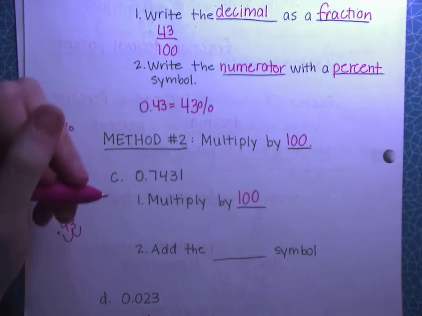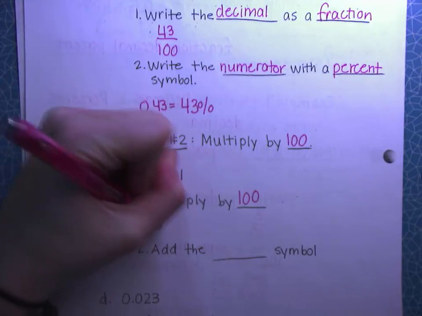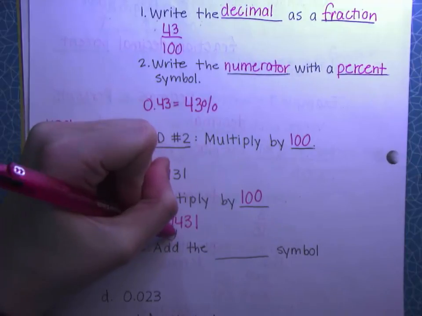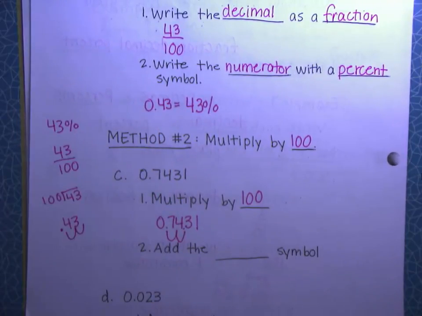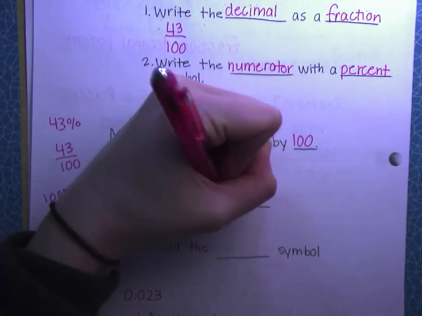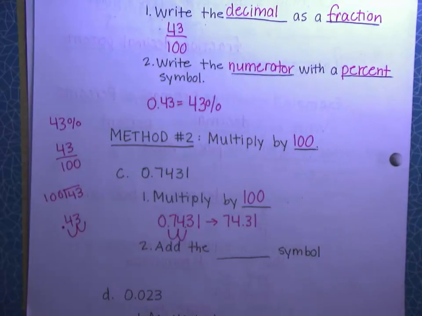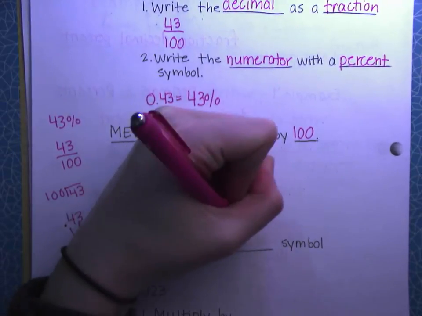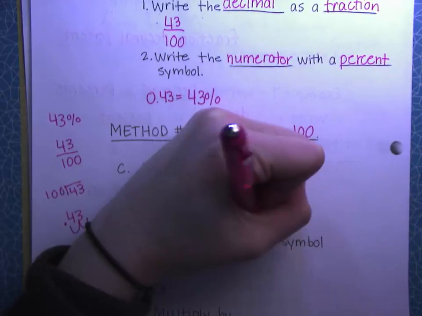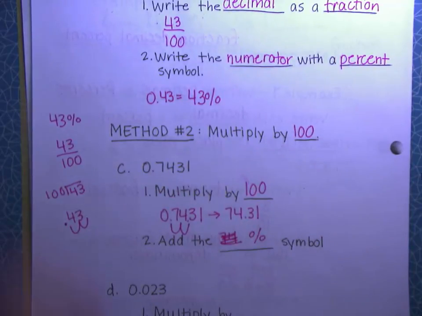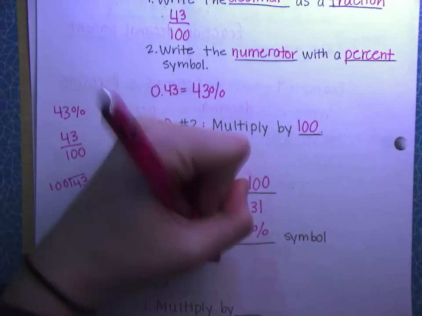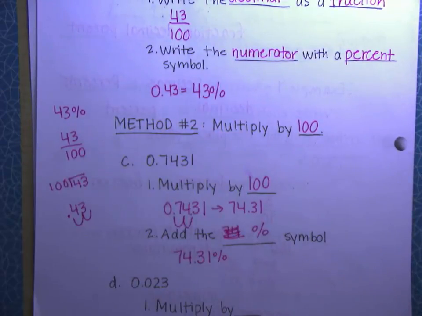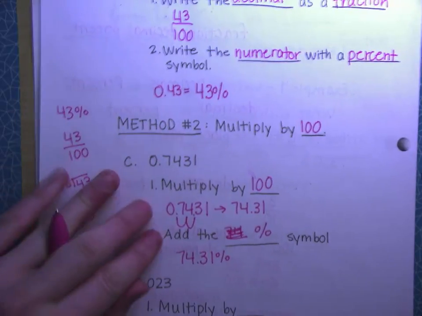So we're going to multiply by 100. So really all we have to do is move this decimal over to the right, and that should give us 74.31. And then, we're going to add the percent symbol. So it's going to read 74.31%. And that's all you do. So I really preferred this method.